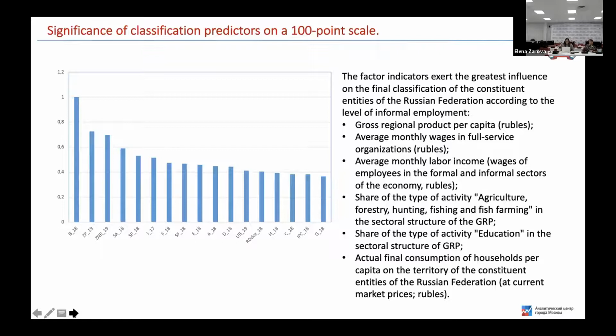After that, we checked the significance of predictors on a 100-point scale. And it happened that not all of the indicators which were supposed to be important are really connected to informal employment. So the most important indicators are gross regional product, wage, income, and share in such types of activity as agriculture and education in the structure of GDP.